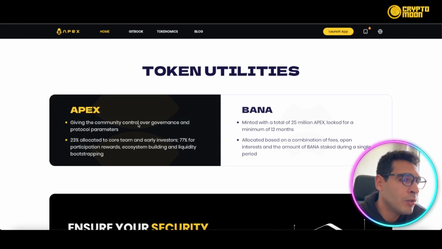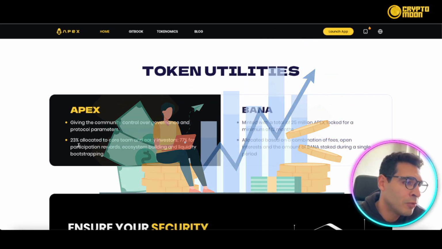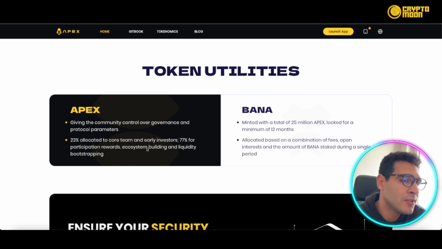Here, the community is given control over the governance and protocol parameters. The parameters are of course governed by contributors, so that's a good thing. For you as a holder, investor, or owner, you can also have a say and a vote on what's going on. Here you will find that 23% is allocated to the core team and early investors, and 77% for participation rewards, ecosystem building, and liquidity bootstrapping.